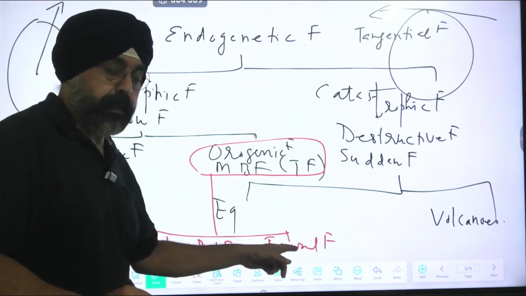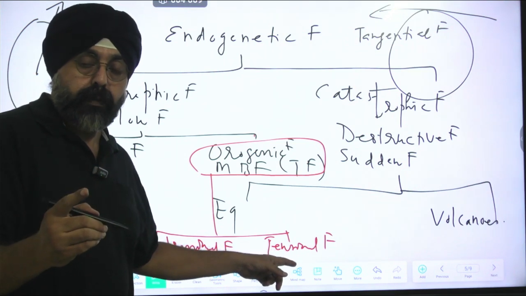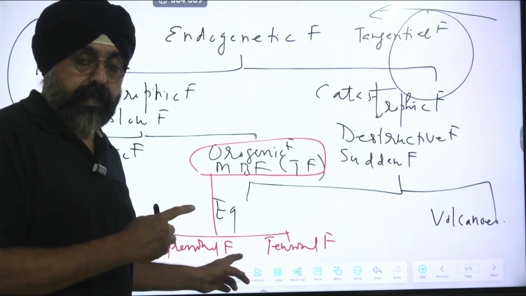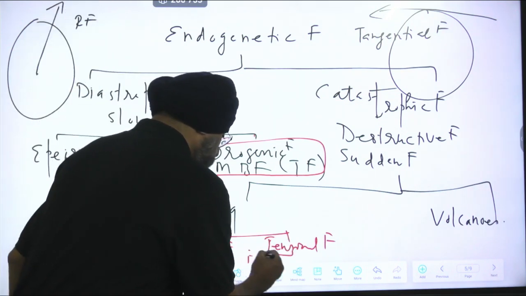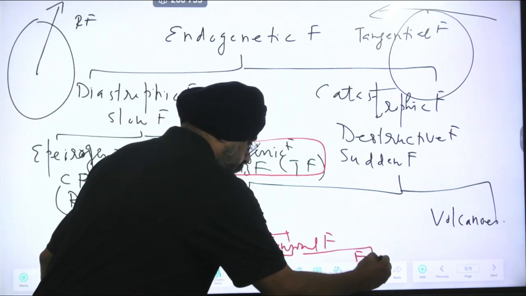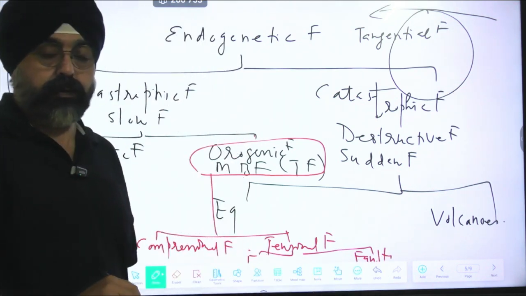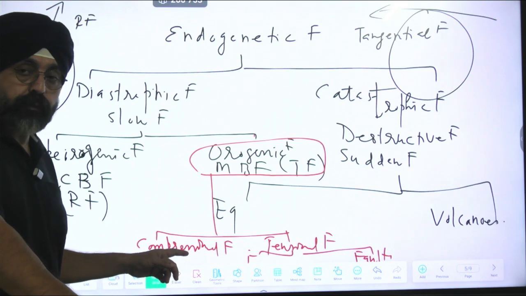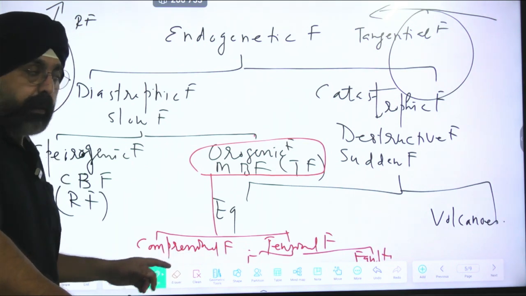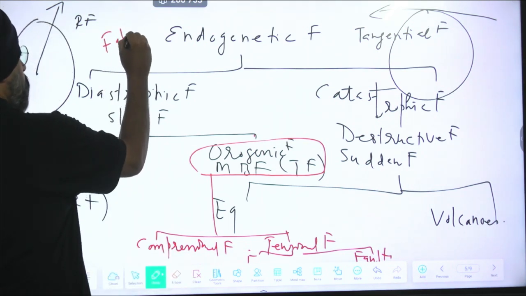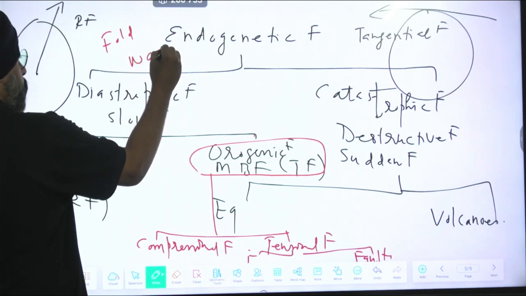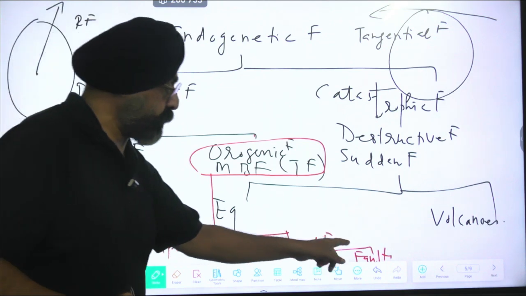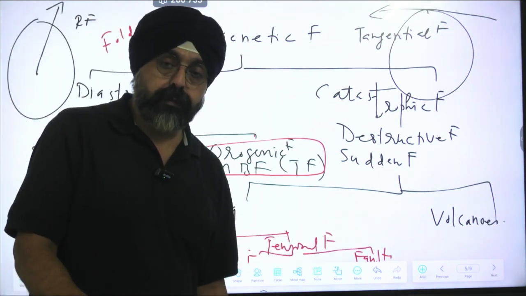Tension forces into 2 parts, fractures and faults. Fracture on one side, fault on the other side. In the same way, compression forces are divided into 2 parts. First one is fold, the other one is warp. We have 12 types of folds, we have 12 types of faults, which we'll do afterwards.